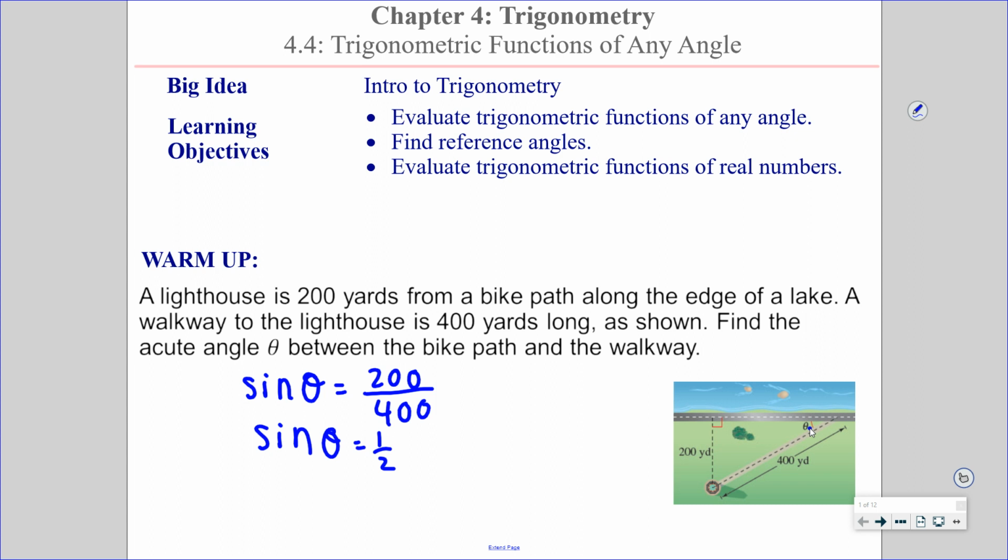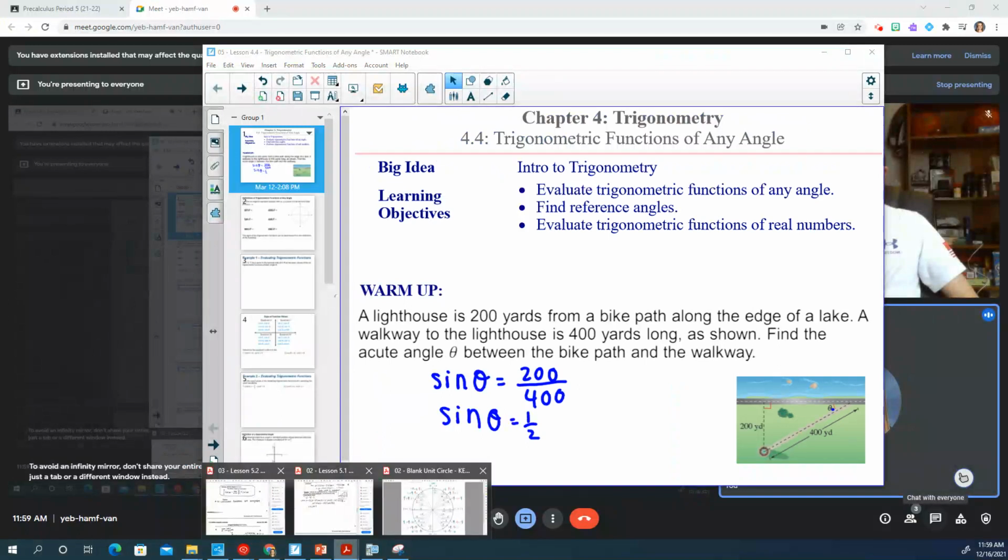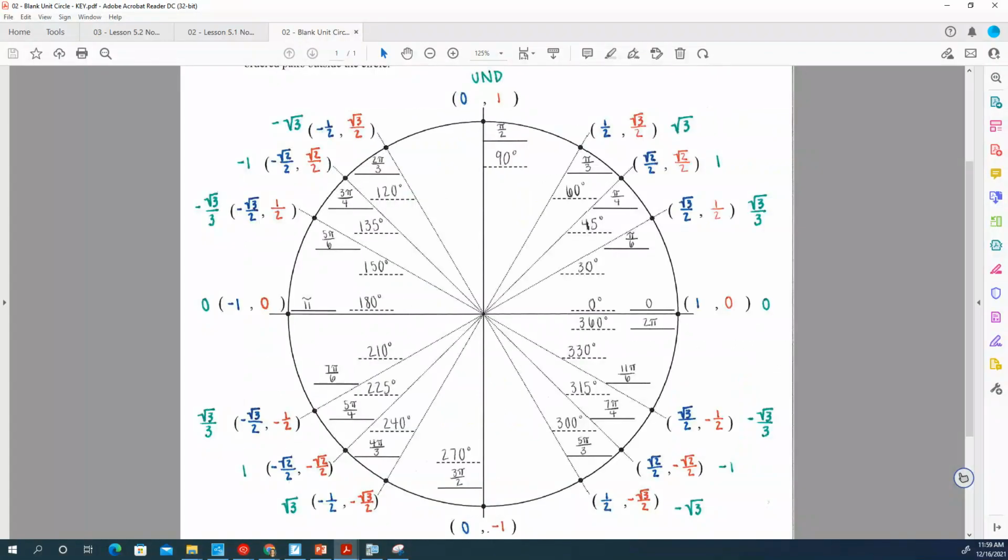This is one on our unit circle that when I take the sine of this acute angle, when do I get 1/2? So I pulled up my unit circle here. So obviously all of my acute angles are these ones in quadrant 1. So which angle gives me a sine value of 1/2? 60.